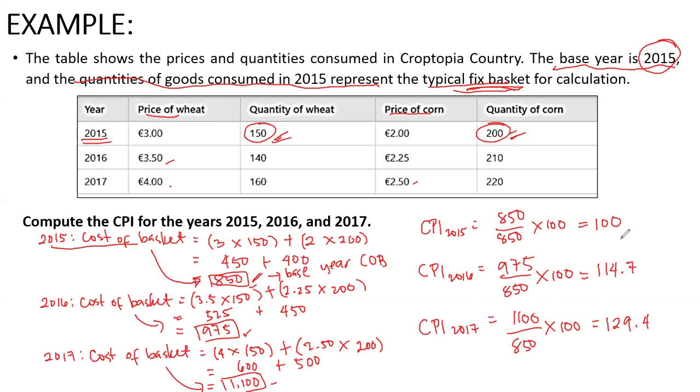Of course, in the base year, take note that the CPI is 100. Then in 2016, we have 114.7, and in 2017, we have 129.4. So from this, we can now compute the CPI inflation rate considering these results. Let's proceed to the next slide.